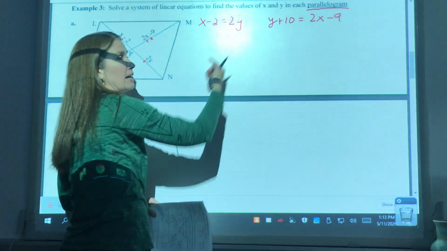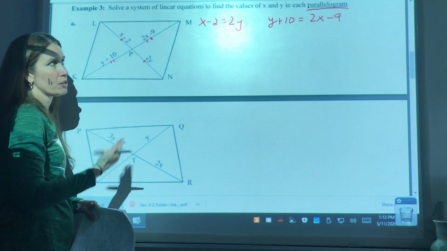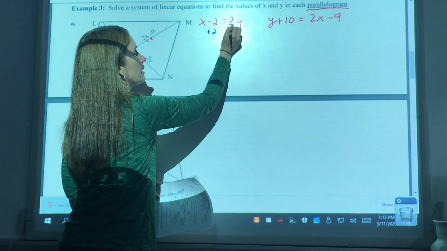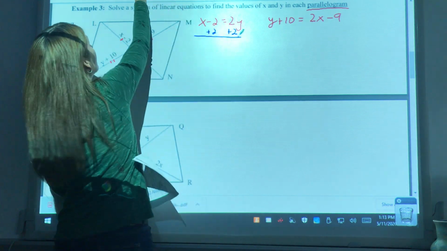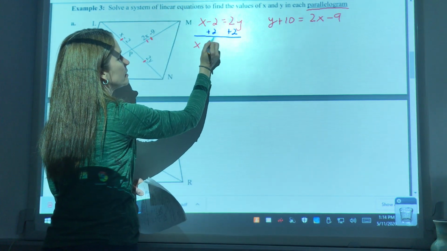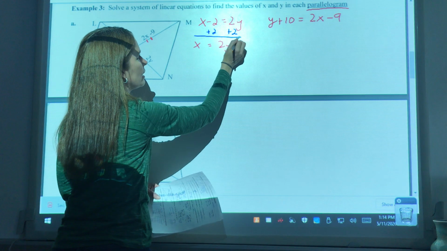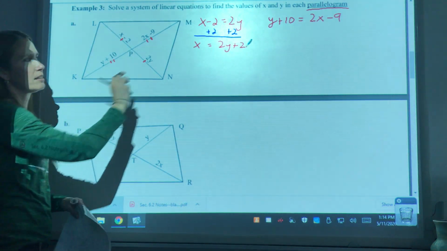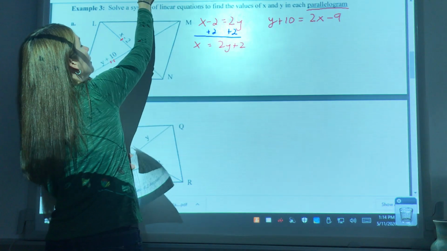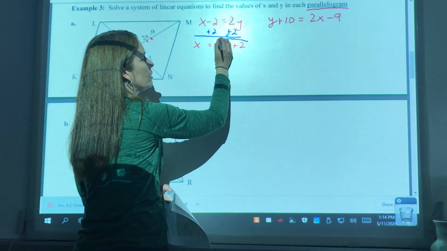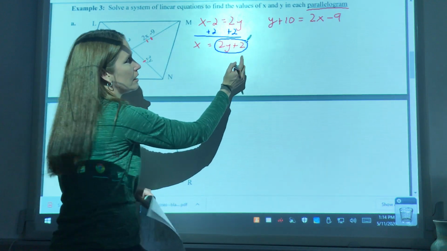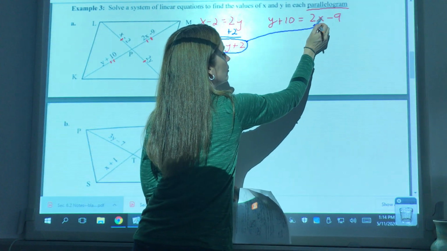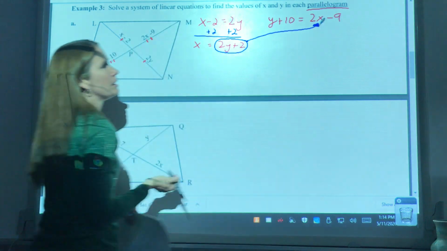I could have chosen to get that y by itself. It just was a little bit more work to do that. So if I go and add 2 to both sides here, then I end up with x equals 2y plus 2. Now that I have that x by itself, if x is equal to all this stuff, then I know I can put all of this stuff in for x's place over here. I'm just going to draw an arrow to show where I'm taking it.